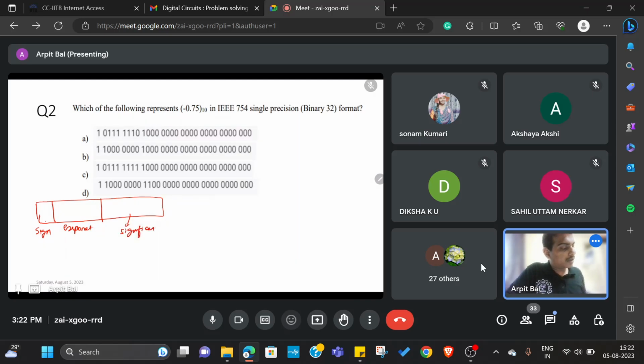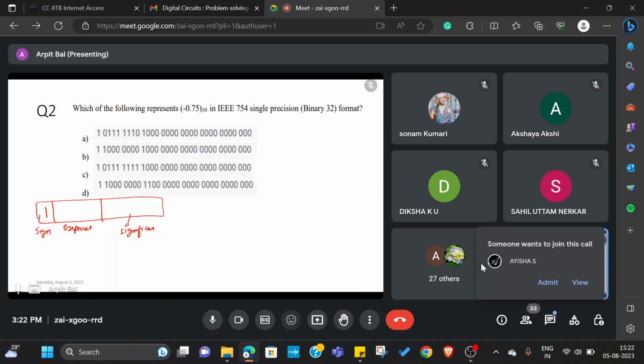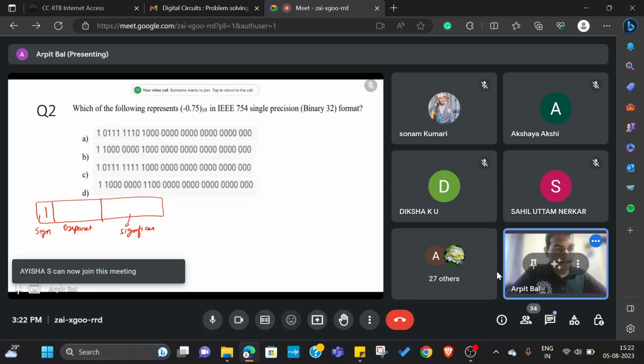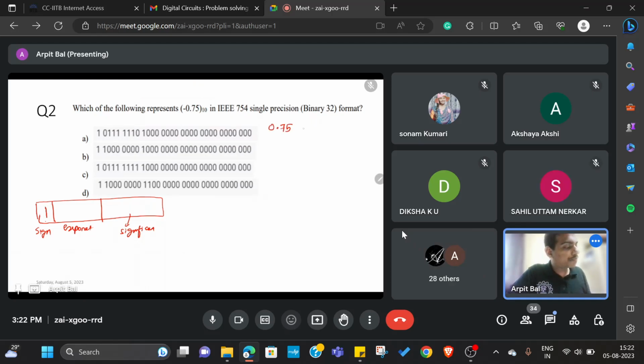In this case we can see the number has a minus sign. So if the number has a minus sign, we set the first bit, which represents the sign of the number, as 1. Then next we need to convert 0.75 into binary.